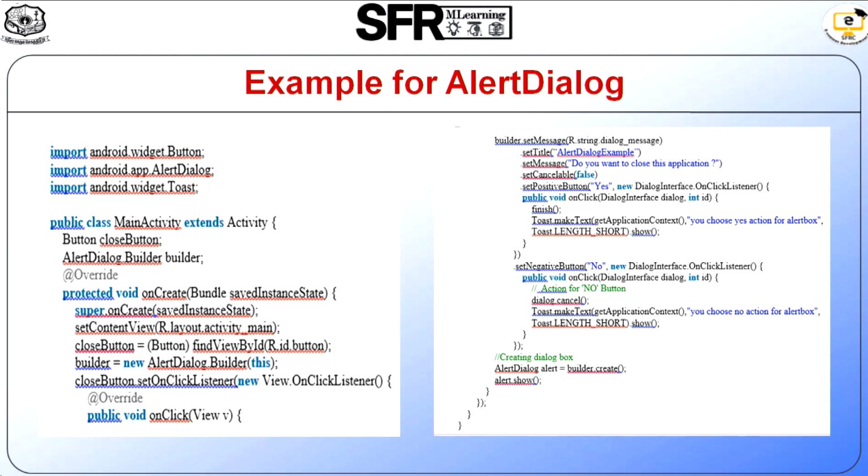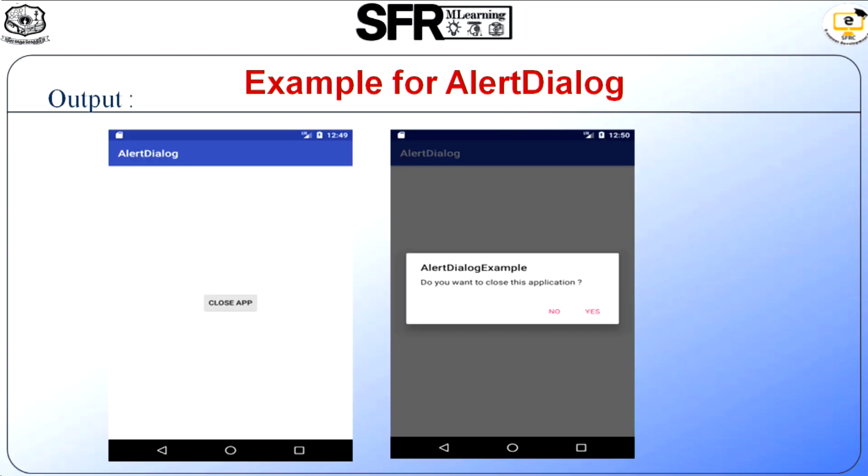Let's see how to implement alert dialog. In the given example, we first declare the AlertDialog Builder class object. Then using that object, you can set title, message, positive button and negative button for the alert dialog. Finally, you can create the alert dialog object and show the alert dialog. The output of the program is displayed on the screen. On clicking the close app button, the alert dialog window is displayed. If you click yes, the application closes, or else it just remains on the screen.